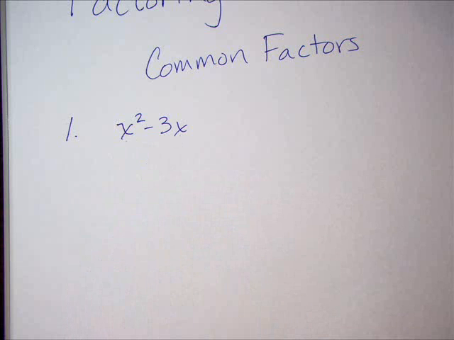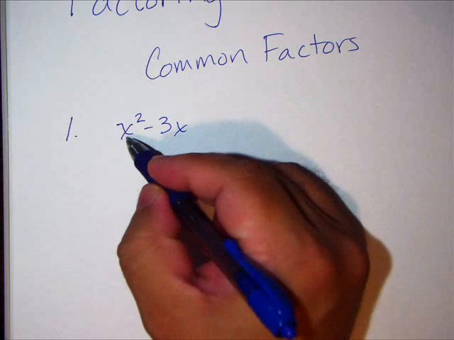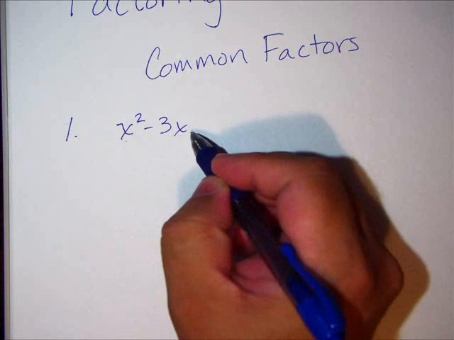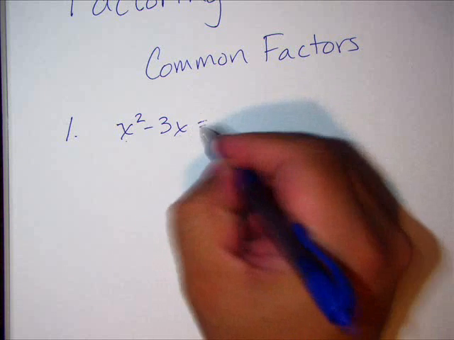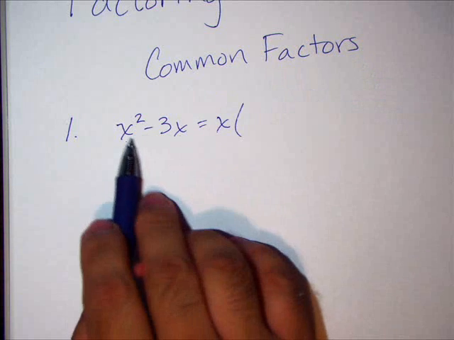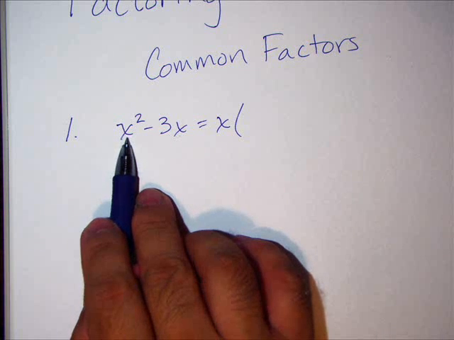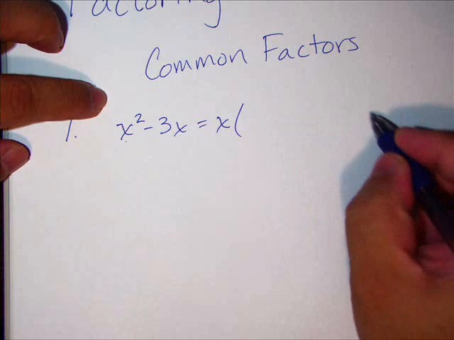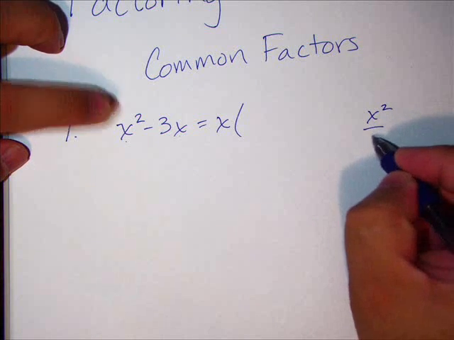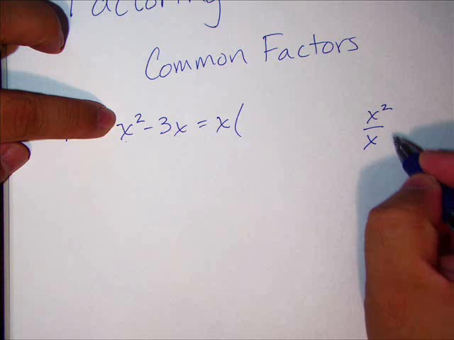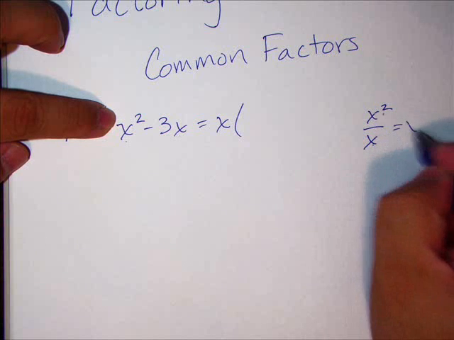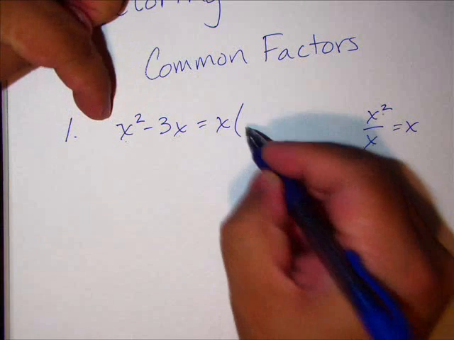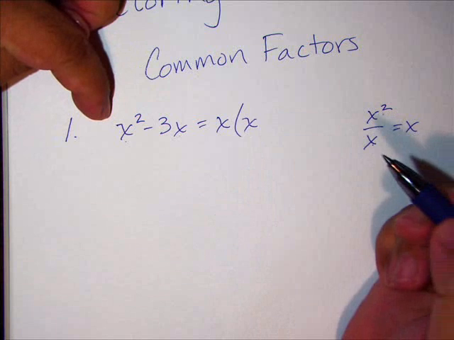Okay, that probably doesn't make much sense either. But here, the variables are x, and the smallest exponent of x is 1. So that's really the common factor. So what we're going to do is take out the x. When I take an x out of x squared, what you're really doing is dividing x squared by x. I'm taking that term and dividing by x. When I divide x squared by x, I get x. So when I take the x out of x squared, that leaves me x.